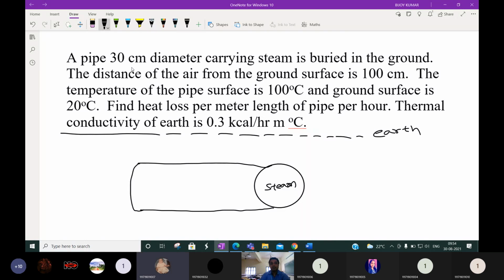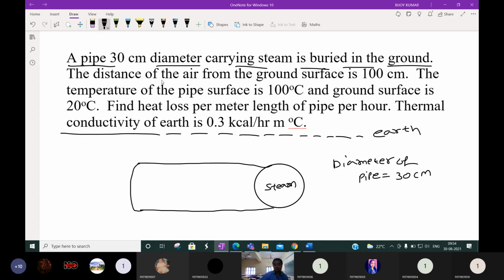Yes, sir. Okay, the first sentence we have seen. Generally, you will find gas pipelines and steam pipelines, many pipelines going inside the earth, or we can say that those are grounded. So the first thing is the diameter of the pipe. What is the diameter of the pipe? That is 30 centimeter.